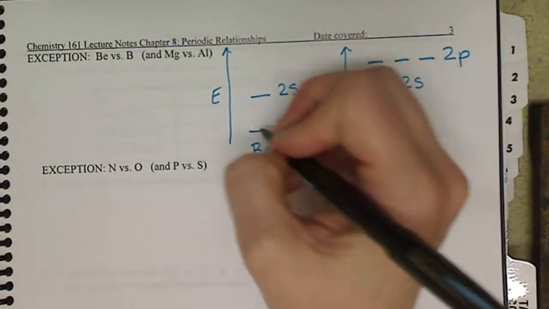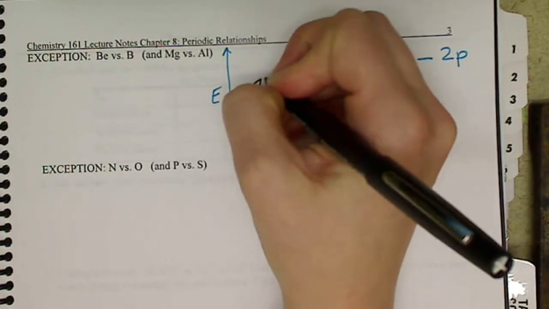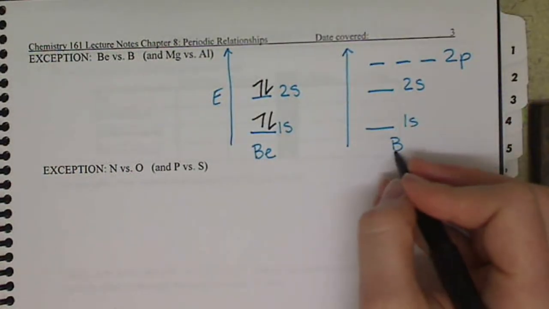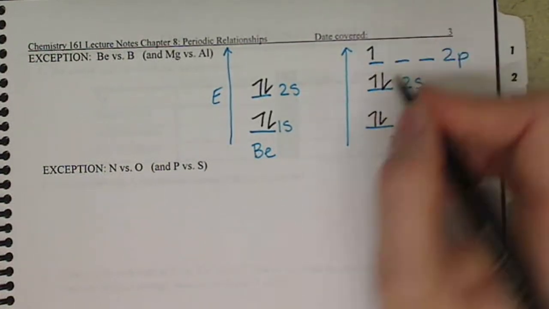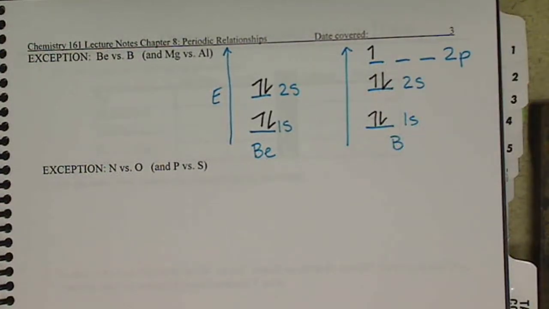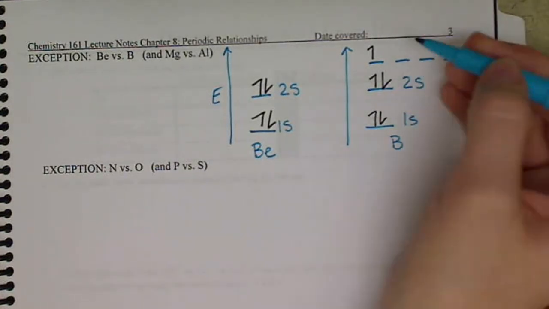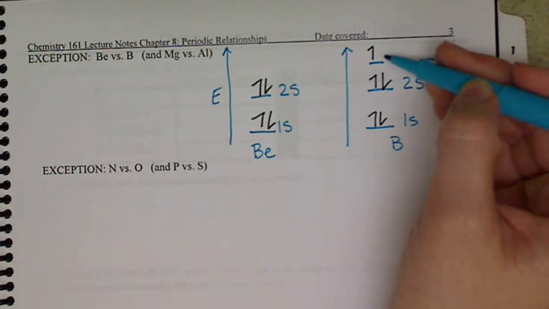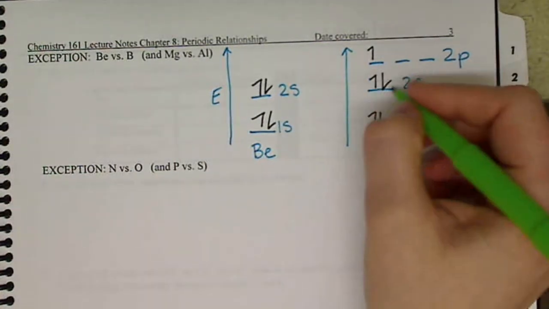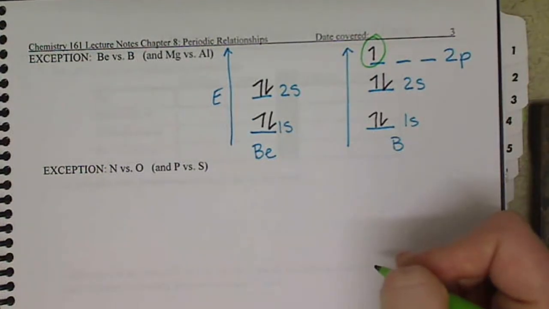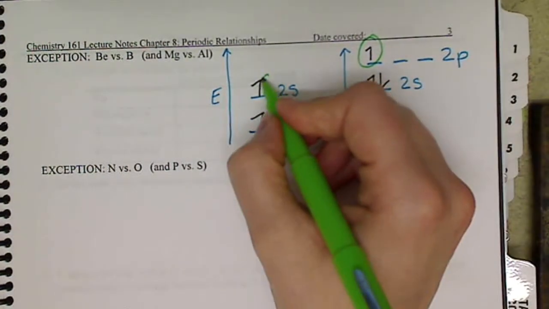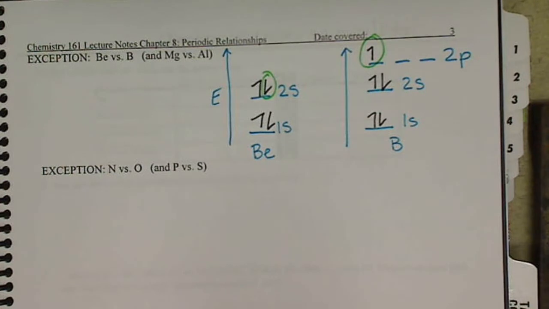Beryllium has 4 electrons, so we have 1, 2, 3, 4. Boron has 1 more: 1, 2, 3, 4, 5. For the first ionization energy, the electron that's going to be removed is the outermost electron. So for boron, this is the outermost electron. For beryllium, this is the outermost electron.